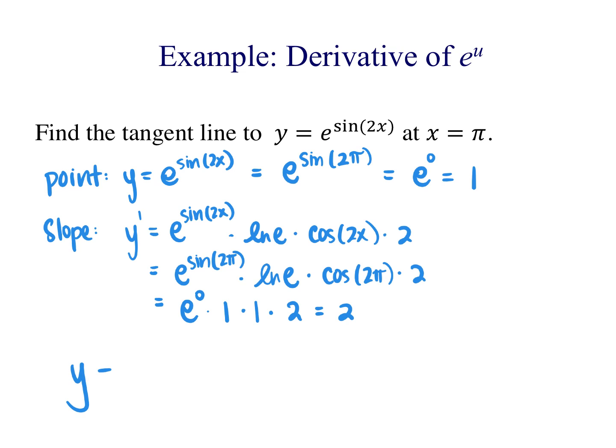So my tangent line would be y minus the point value of 1, equals the slope value of 2 times x minus the x value of pi. You can graph that, please. You could graph it.